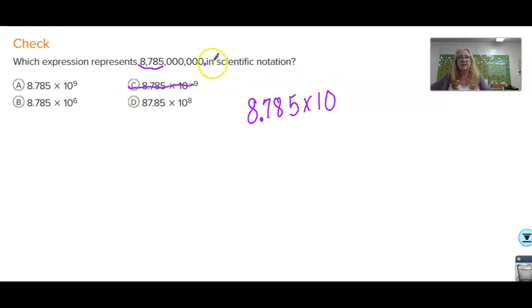How many places does the decimal move? If it starts here and it ends here, how many places did it move? 1, 2, 3, 4, 5, 6, 7, 8, 9 places. So this would be 10 to the 9th power, and that means that the correct answer was A.